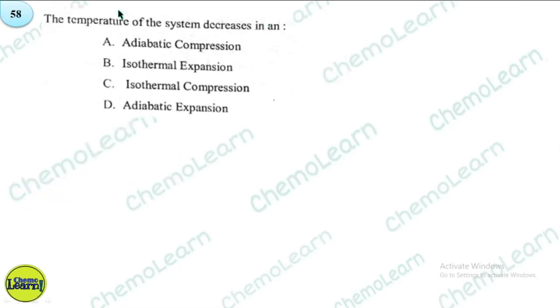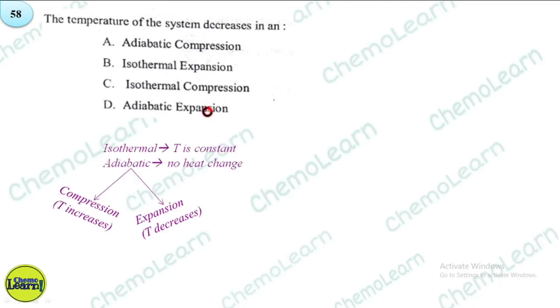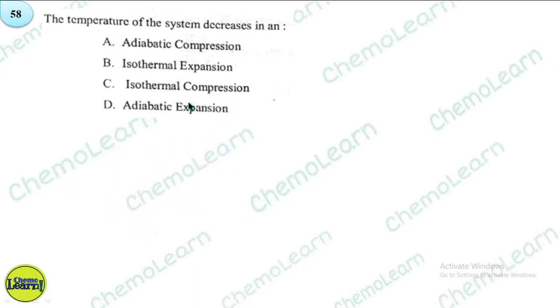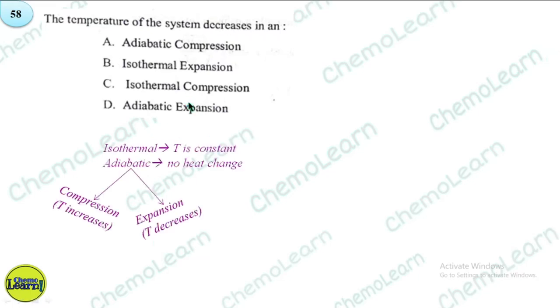Question number 58. The temperature of the system decreases in an adiabatic compression, isothermal expansion, isothermal compression, or adiabatic expansion? You know, for isothermal condition, temperature is constant, and for adiabatic, there is no heat exchange. For adiabatic compression, temperature increases, and for adiabatic expansion, temperature decreases. The temperature of the system decreases for adiabatic expansion.